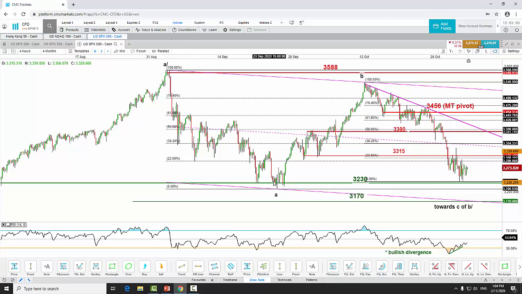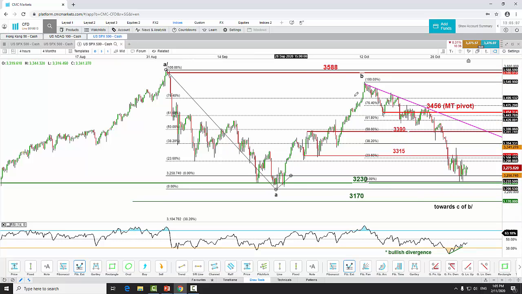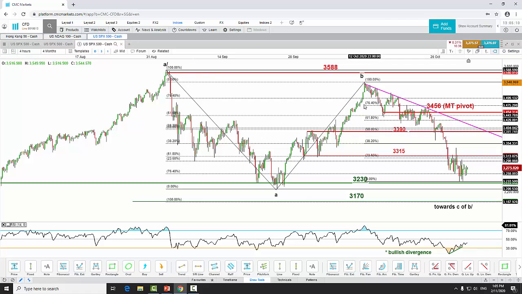Okay, let me draw. Pardon me, let me delete this. Let me draw the Fibo extension again, from here to here. It's a one-time Fibo extension level as well.